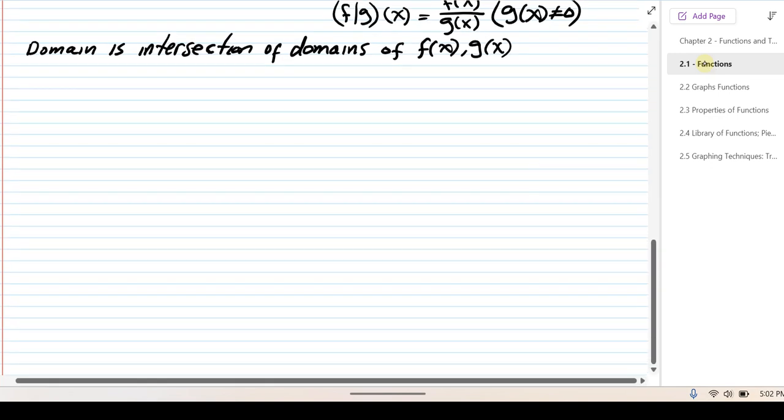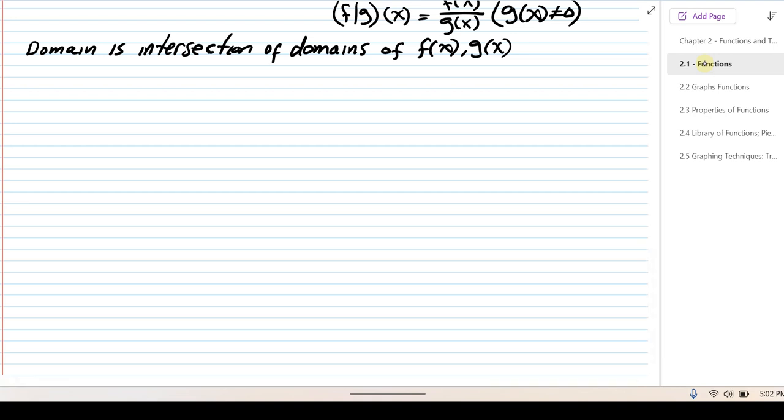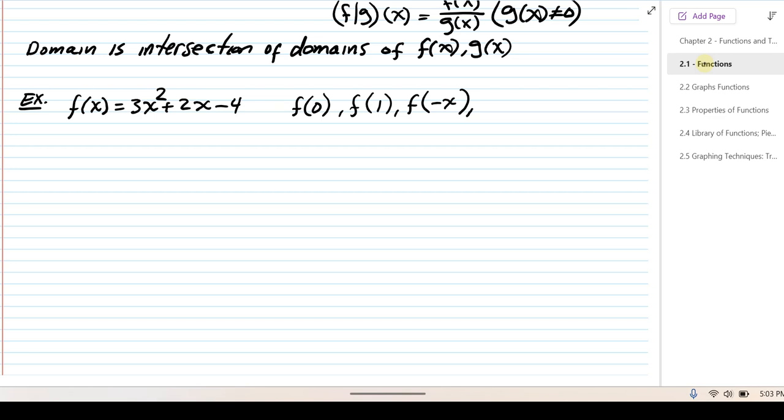So let's take a look at some various examples here. In my simple example, suppose I have a function f of x, and we're going to make this 3x squared plus 2x minus 4, and we want to evaluate the function at 0. We're going to evaluate the function at 1, at, I don't know, negative x, and at x plus 1, and we're going to evaluate it at x plus h.